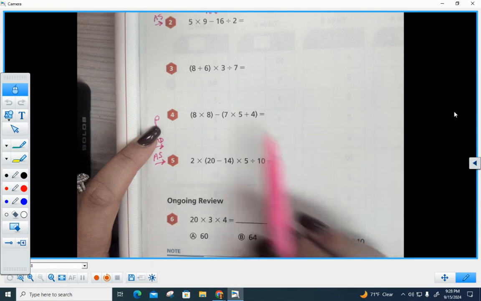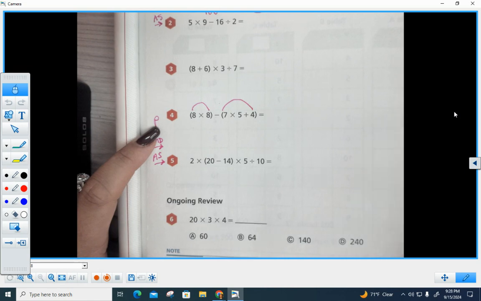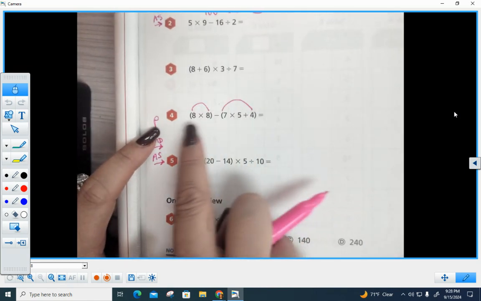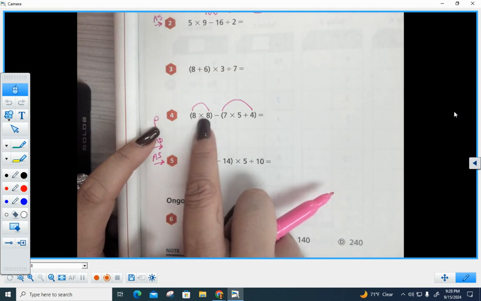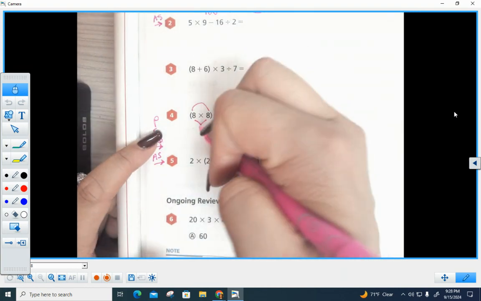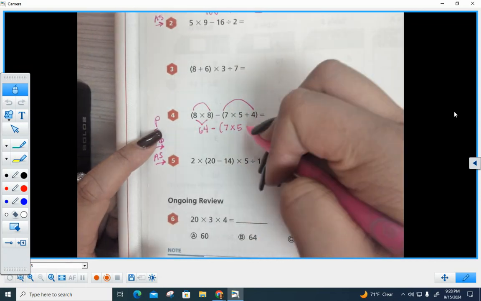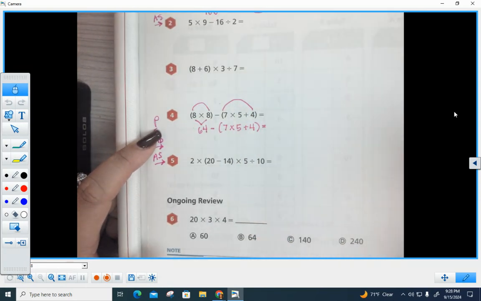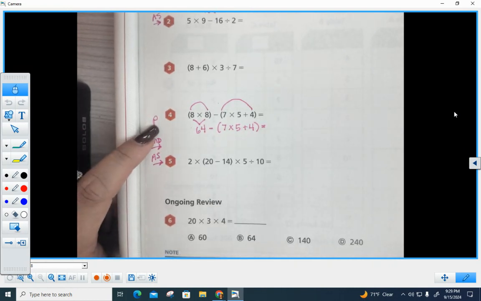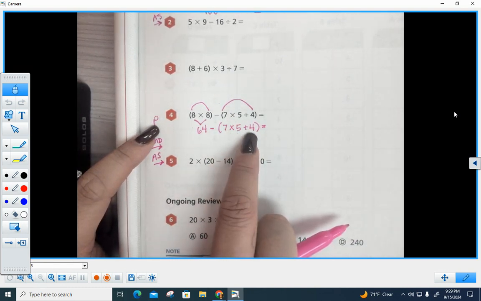Our first step is parentheses. We've got parentheses here and we have parentheses here. We're going to solve left to right, so we're going to do these parentheses first before I do these parentheses over here. Inside of these parentheses, there's only one thing to do, which is multiply. So I'm going to do my 8 times 8, which is 64. Minus, and I'm going to drop everything down the exact way that it's written above, and that's what my problem looks like now. I'm still on step 1 because I still have parentheses, and inside of these parentheses I have multiplication and I have addition.